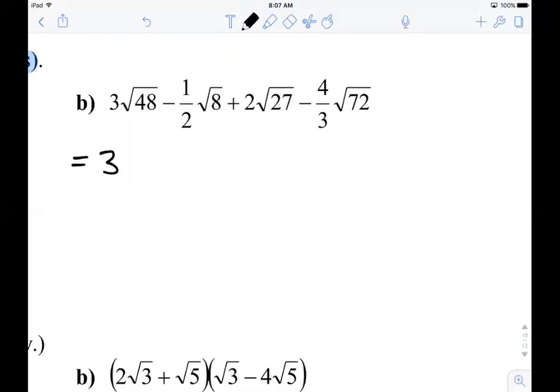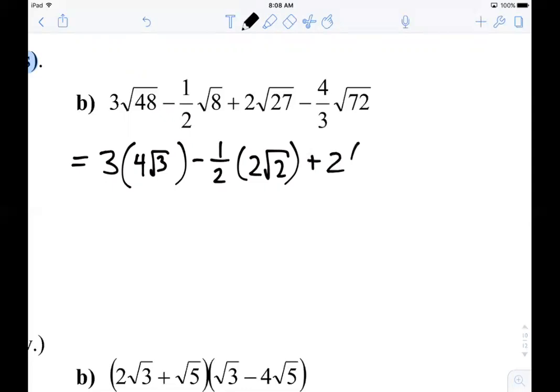It's going to be 3 times, and I'll just put in brackets what root 48 is going to become. So root 48 could become 4 root 3 if we break 48 up into 16 times 3. Then it's subtract 1/2 times, well, root 8 could become 2 root 2, because 8 breaks up into 4 times 2. Then it's going to be plus 2 times, well, root 27 could break up into 3 root 3, because it's also 9 times 3.